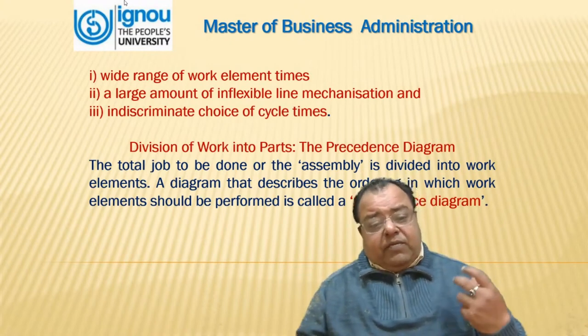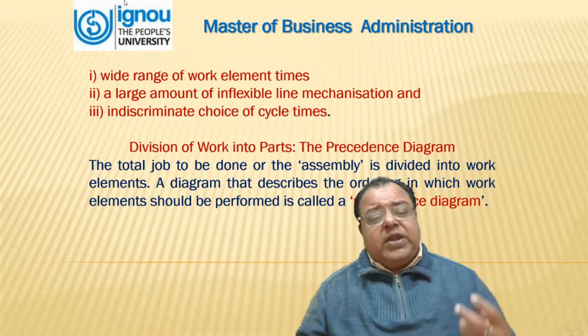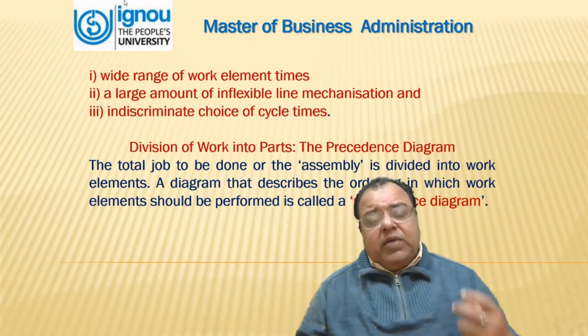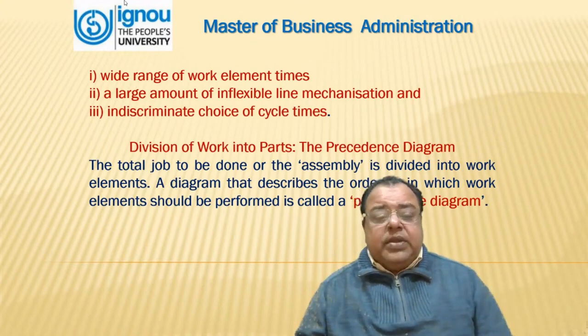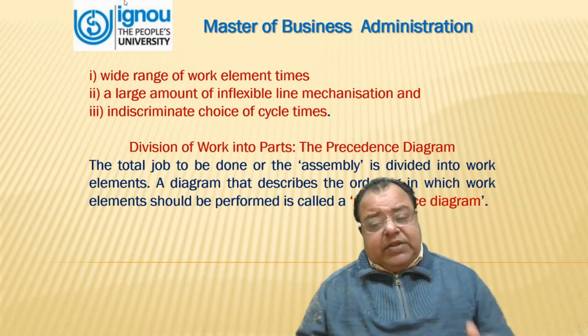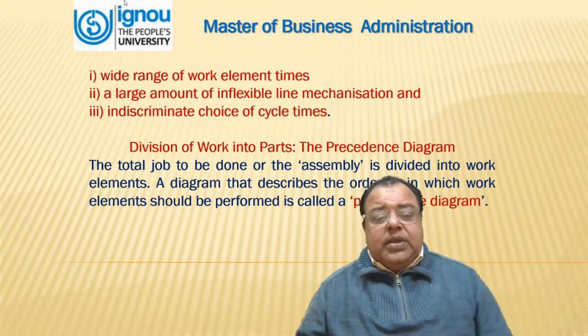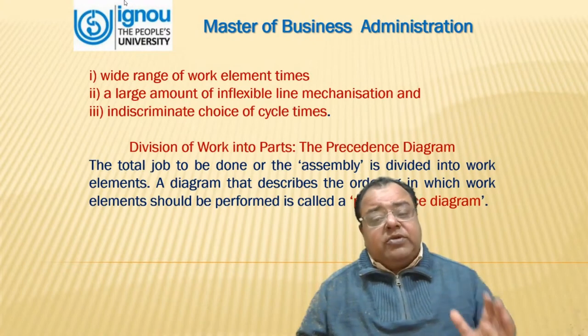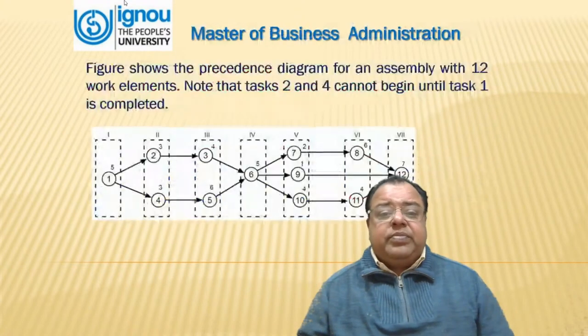Moving on, how is this division of work into parts calculated and designed? This is done with the help of a precedence diagram. The total job to be done on the assembly is divided into work elements. The diagram that describes the order in which work elements should be performed is called a precedence diagram.